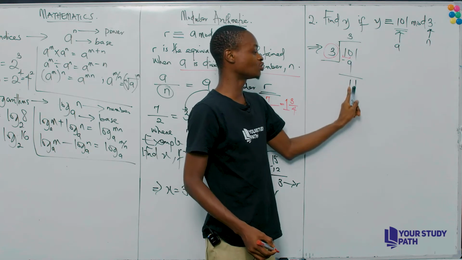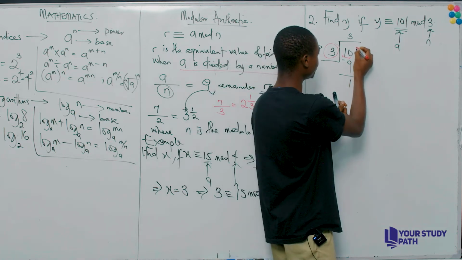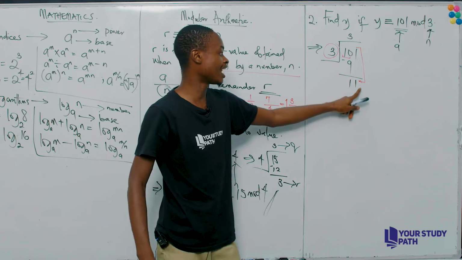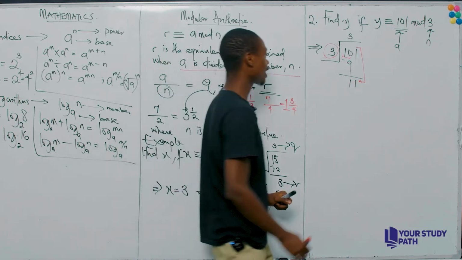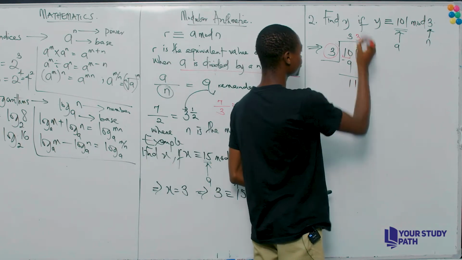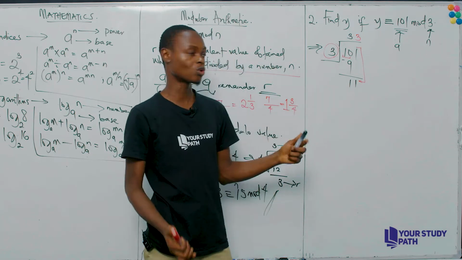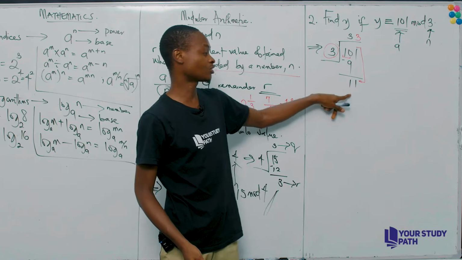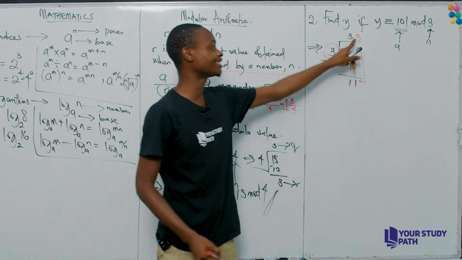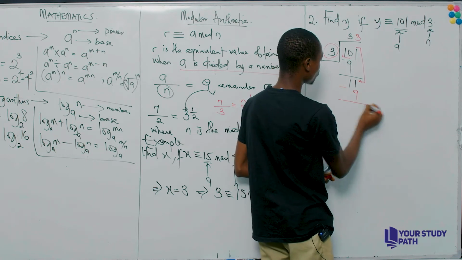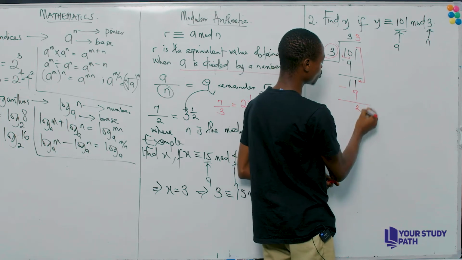10 minus 9 gives you 1. So this number left, just bring it down. You now have 11 here. And then you do 11 divided by 3. That gives you 3 again, right? Obviously, because 1 divided by 3 would not work, so you have to bring that number down. That's why you have 11 here. 11 divided by 3 gives you 3. And then 3 times 3 gives you 9, which means 11 minus 9 is 2.